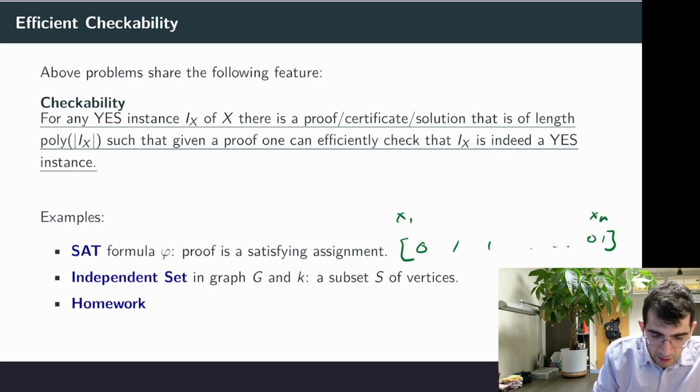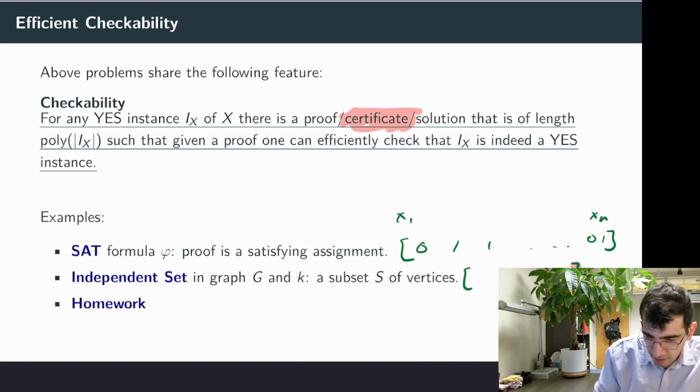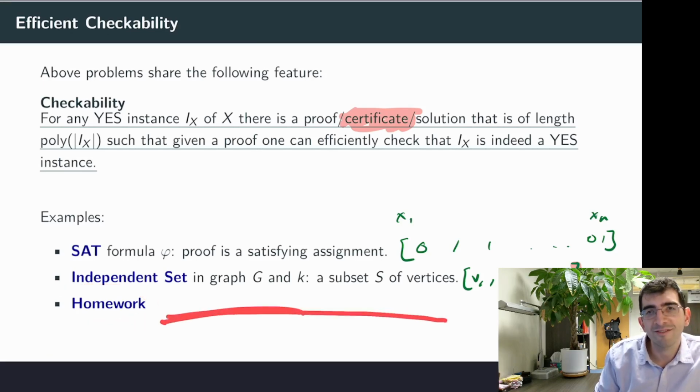Okay? For an independent set, the certificate, I'm going to use this word a lot, for an independent set, the certificate is simply a set of vertices. V1, V23, V107, ... Okay? So, for a homework problem, the certificate is simply your solution.